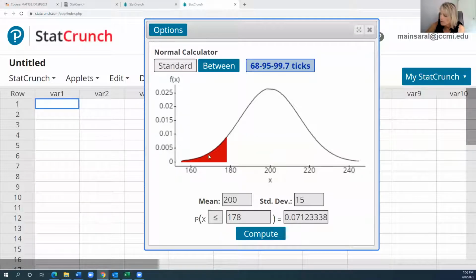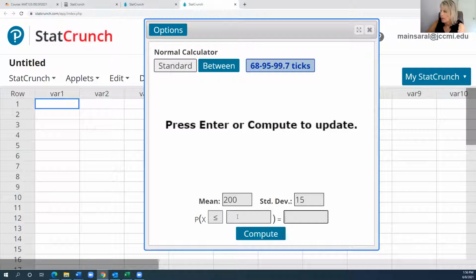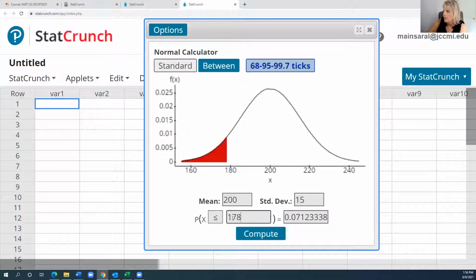So what I have on my screen here is from part B. The 200 and the 15 were already there, and we said less than or equal to 178 and hit enter, and it gave us the probability of 0.0712.